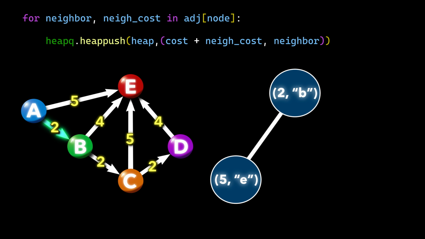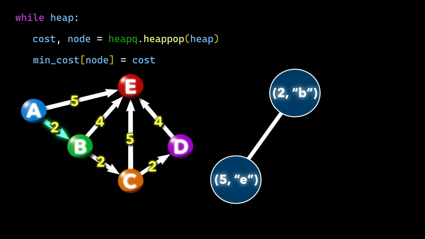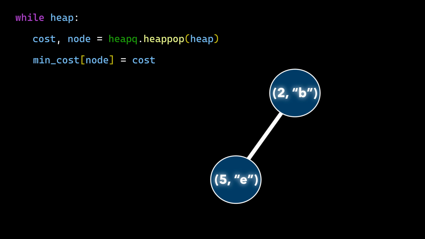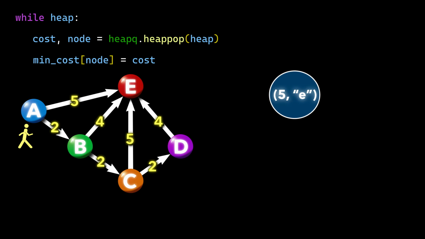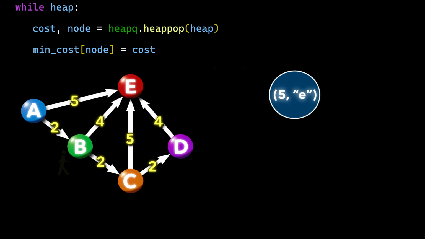Node B makes its way to the head of the heap since it's cheaper to go there compared to node E. After we push the neighbor nodes, we start the next iteration of the while loop since our heap isn't empty yet. We then pop the head node, which is B, and add it to our min cost map, since we now know the minimum cost to get to B.